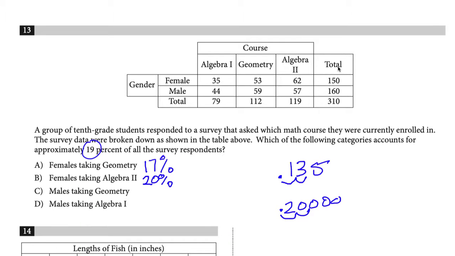Males taking geometry. Cohen. 59, because it's males taking geometry that intersects here at 59. Everyone, on your calculators, 59 divided by 310. Convert that to a decimal. Monse. 19%. Oh, it looks like we found our answer. The correct answer is C.